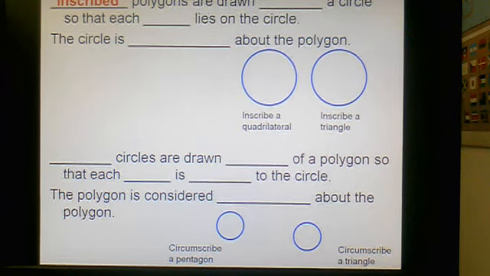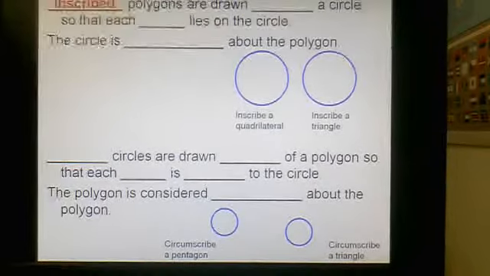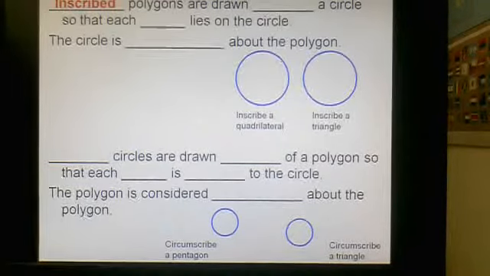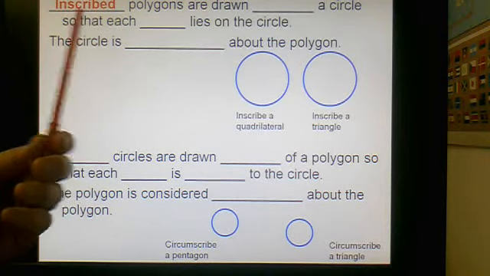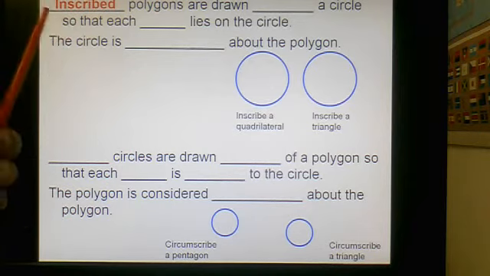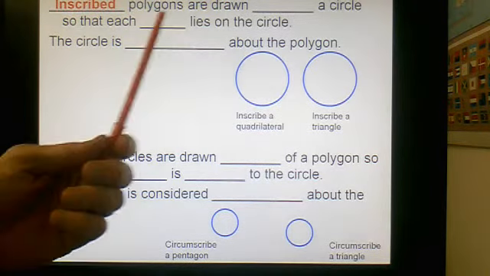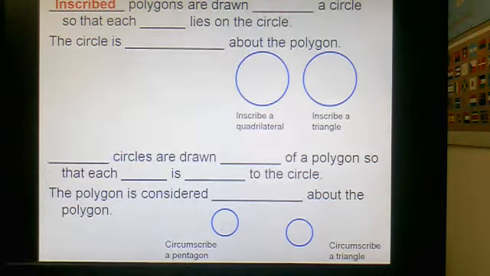Try to slide this back a tiny bit. Inscribed. You've seen the word inscribed before. Scribe, I think all of you know that the word scribe means write. And in means it's written inside. So inscribed polygons are drawn inside of a circle, simple.